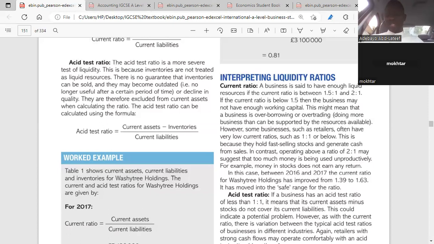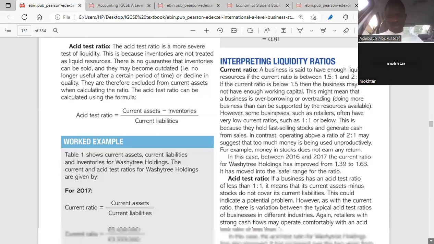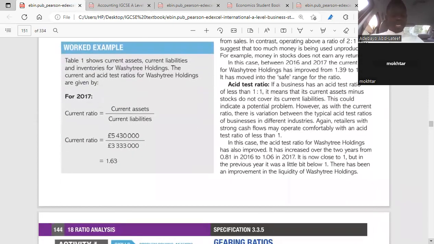For acid test ratio, I wrote, if a business has an acid test ratio less than 1 ratio 1, it means that its current asset minus stock do not cover its current liability. So if your acid test ratio is less than 1 ratio 1, it means when you take away your stock from your current asset, you don't have enough money to cover for your liabilities.